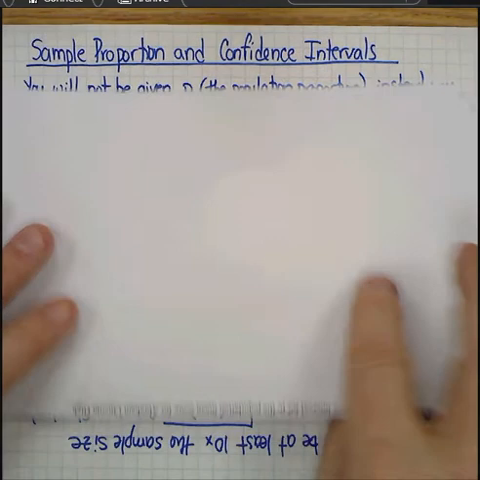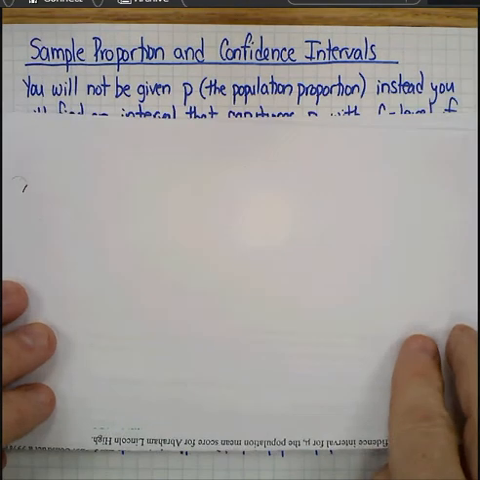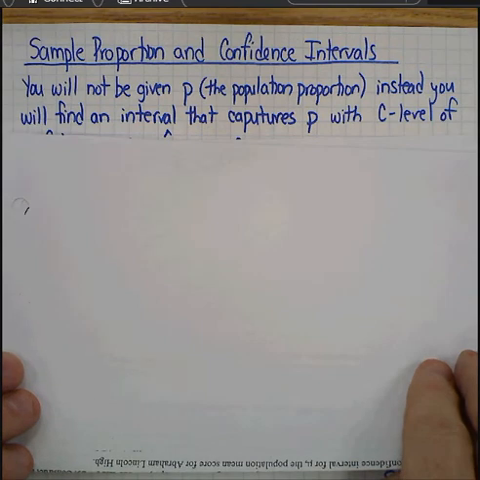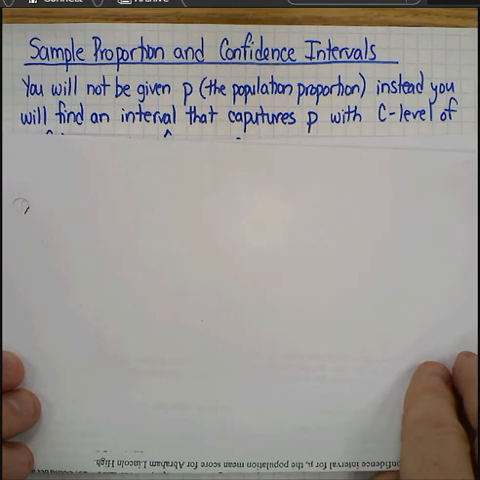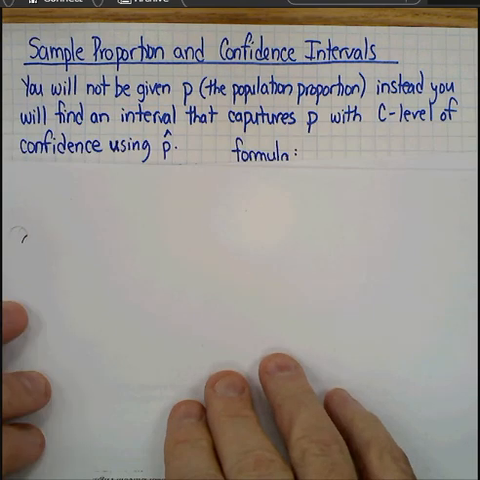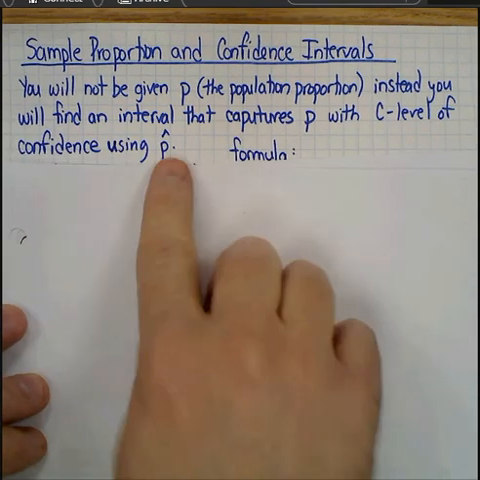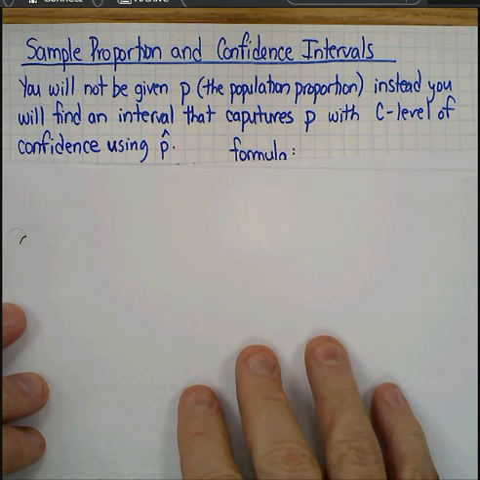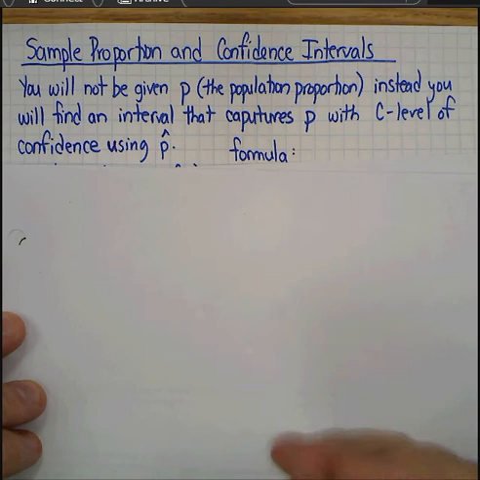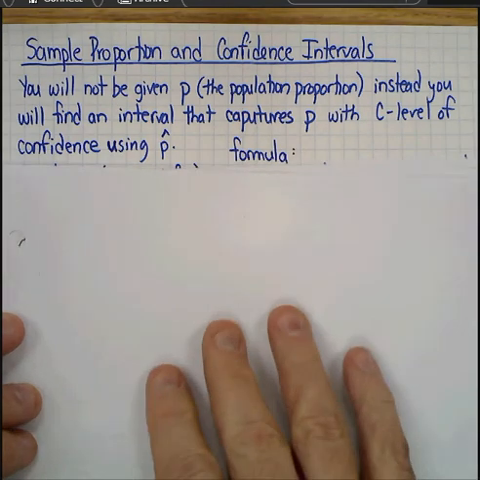All right, so again, you will not be given the P, the population proportion, anymore. Instead, you will find an interval that captures P. We're looking for an interval that's going to capture P with a C level of confidence, and we're going to use P hat, our sample proportion, to do this. From the sample, we're going to make some conclusions about P. We're no longer finding probability anymore. We're finding an interval that's going to capture P.